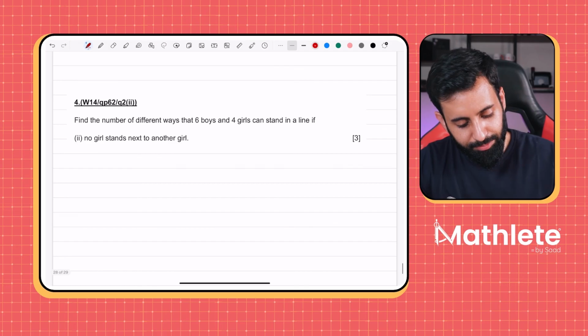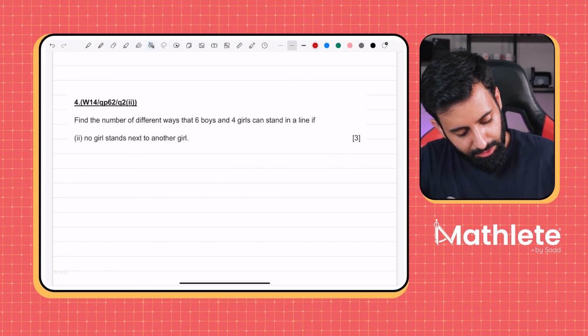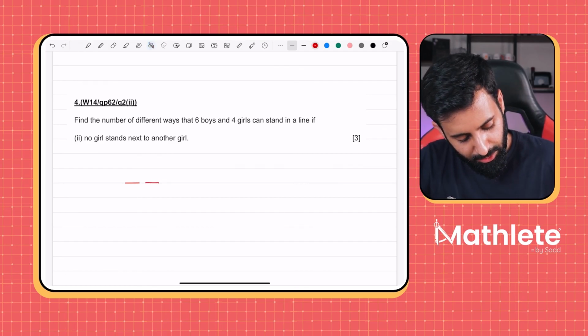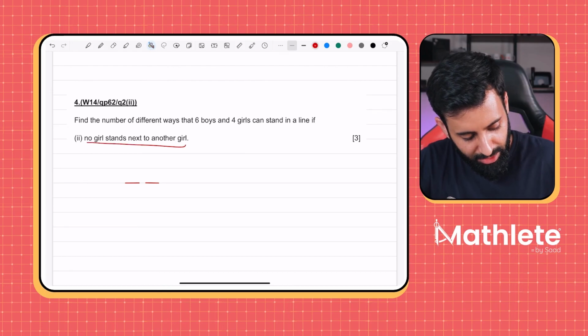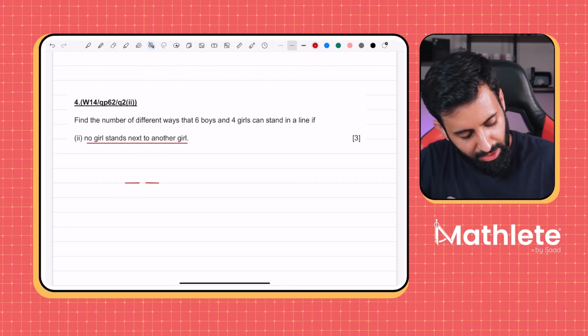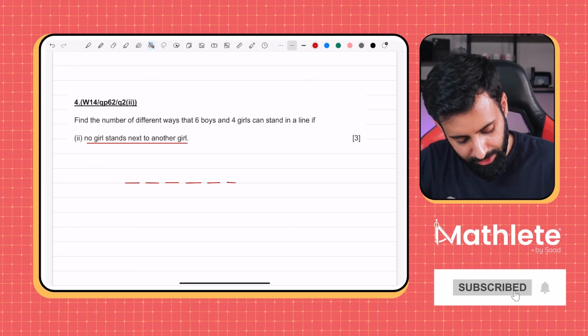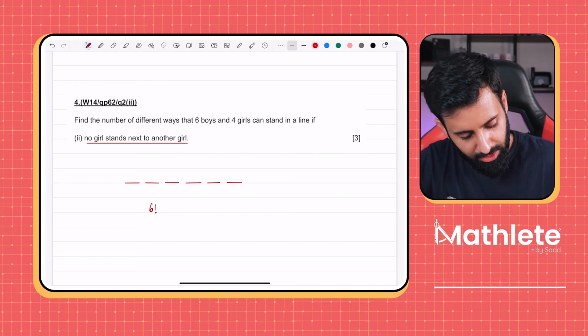Okay, one last question. Let's see what this says. Find the number of different ways that 6 boys and 4 girls can stand in line if no girls stand next to another girl. Okay, so it's the girls that have a problem. That means we first arrange the boys, 1, 2, 3, 4, 5, 6. And the way we can do that is 6 factorial number of ways.